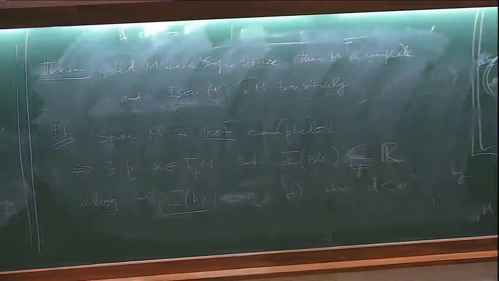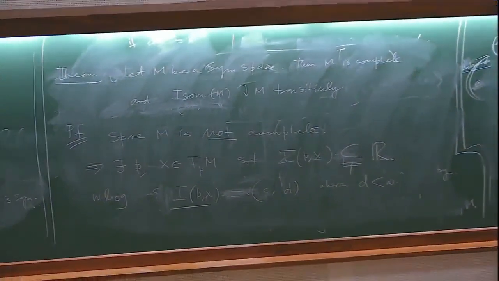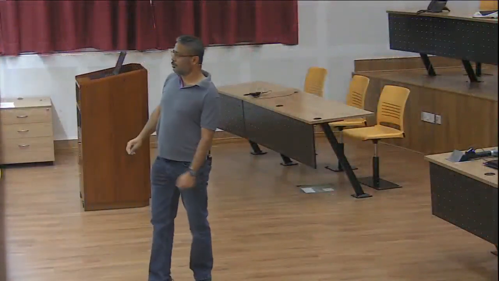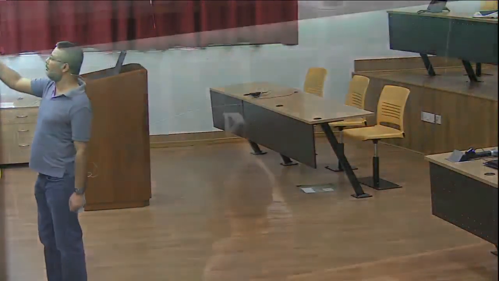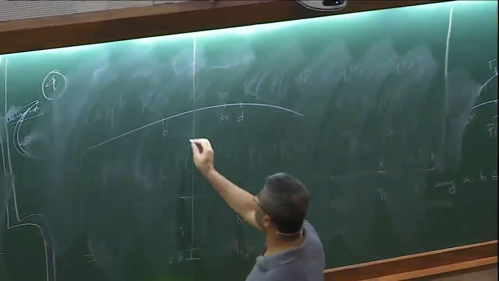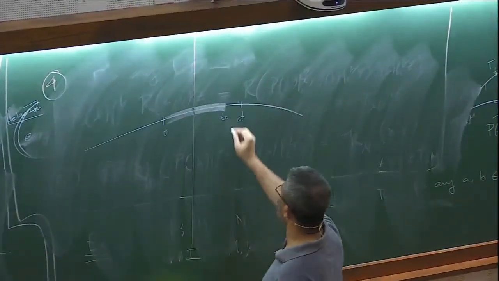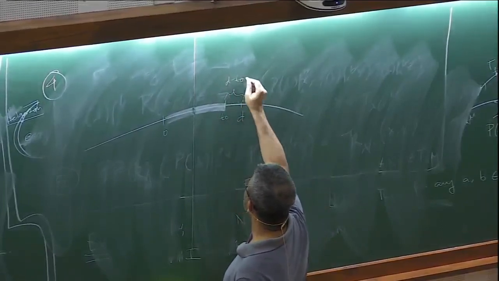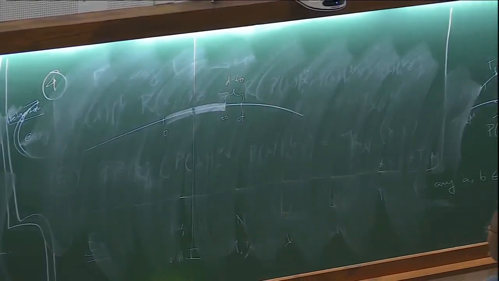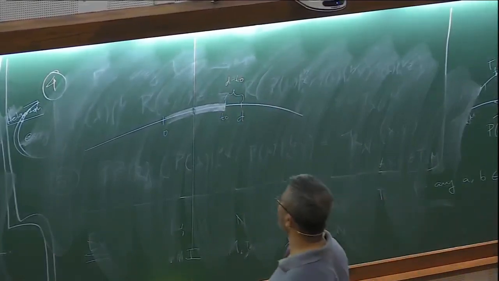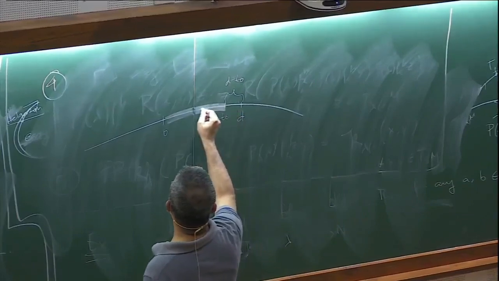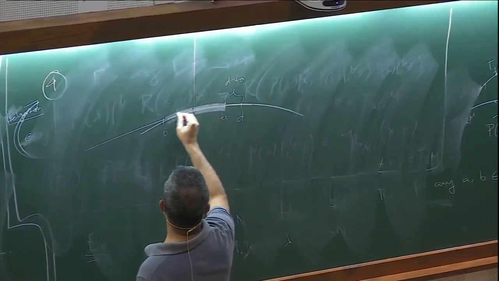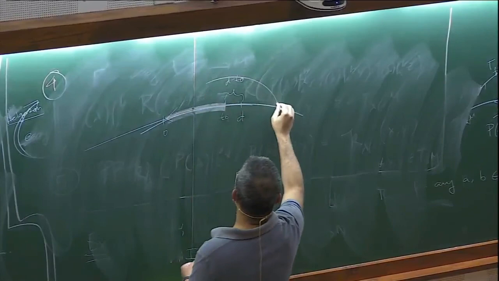Okay, so I'll draw pictures and not write any symbol here. So I have D here, I have zero here. So I choose a T0 for which this part is much more than this distance, D minus T0, okay? And then I consider a geodesic in this direction and just flip through it.